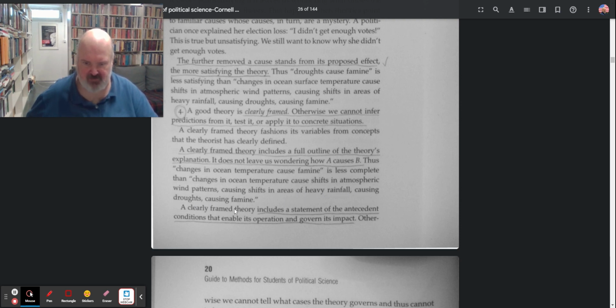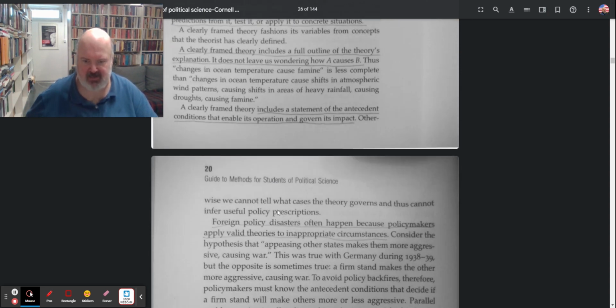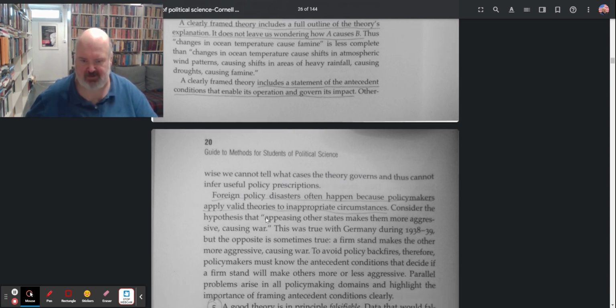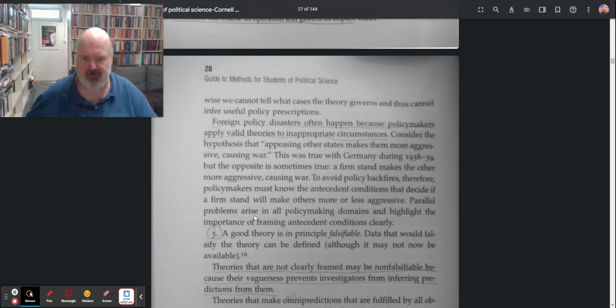causing shifts in areas of heavy rainfall, causing droughts, causing famine. A clearly framed theory includes a statement of the antecedent conditions that enable its operation and govern its impact. So therefore, this clearly framed theory must include a statement about it. Otherwise, we cannot tell what cases the theory governs and thus cannot infer useful policy prescriptions. Policy disasters often happen because policymakers apply valid theories to inappropriate circumstances.